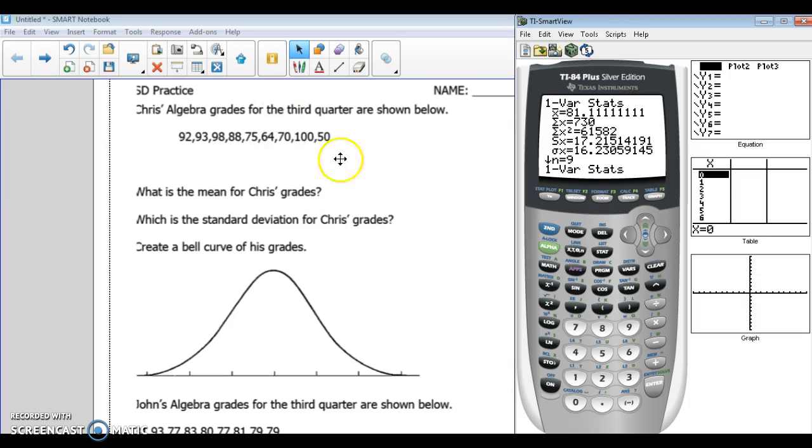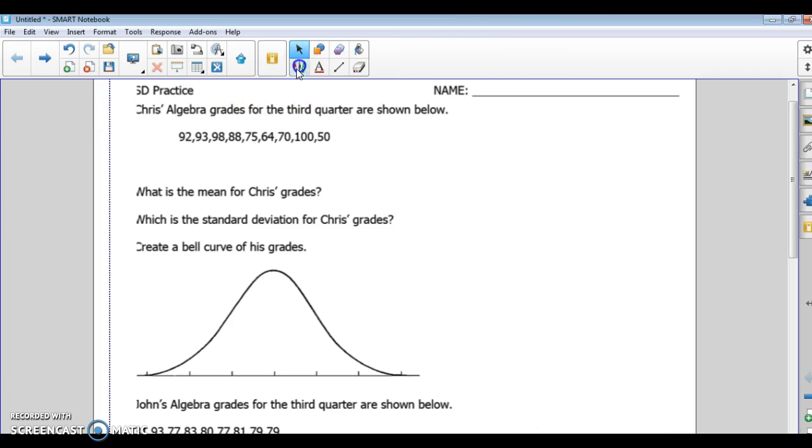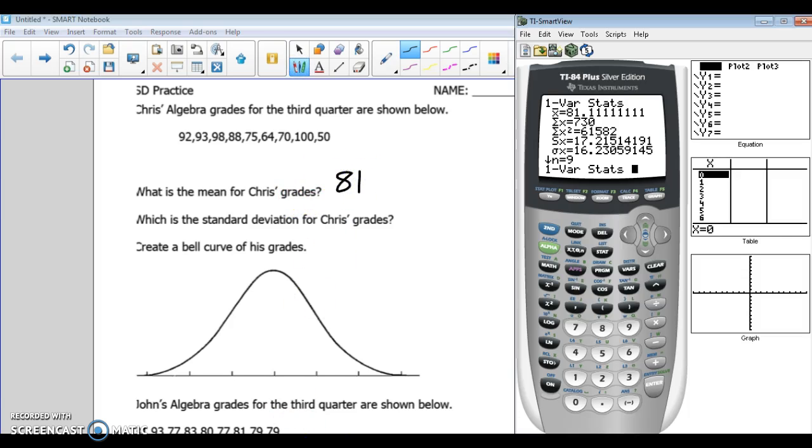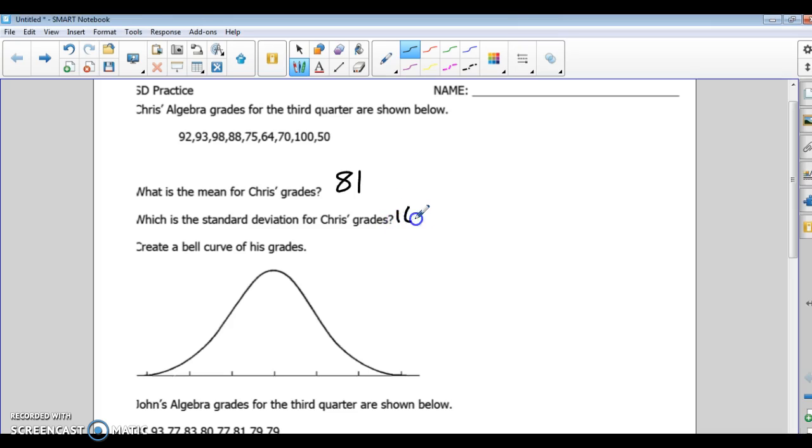Okay, so what was the mean again? The mean was 81. So we're going to put the numbers here. So the mean was 81. Okay, and what was the standard deviation? The standard deviation was 16. Okay.